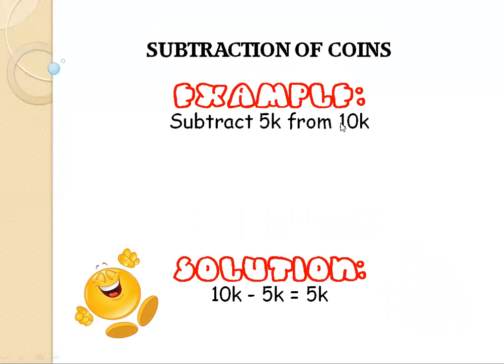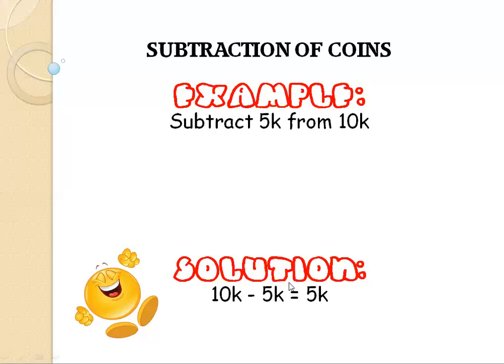Subtract 5 kobo from 10 kobo. Do you still remember the meaning of subtract? Take away. You have 10 kobo and you're taking away 5. If you're subtracting, remember the bigger number should be before the smaller number. The bigger number, 10 kobo, should be before the smaller number. So 10 kobo minus 5 kobo. I have 10 kobo. I'm taking away 5 kobo.